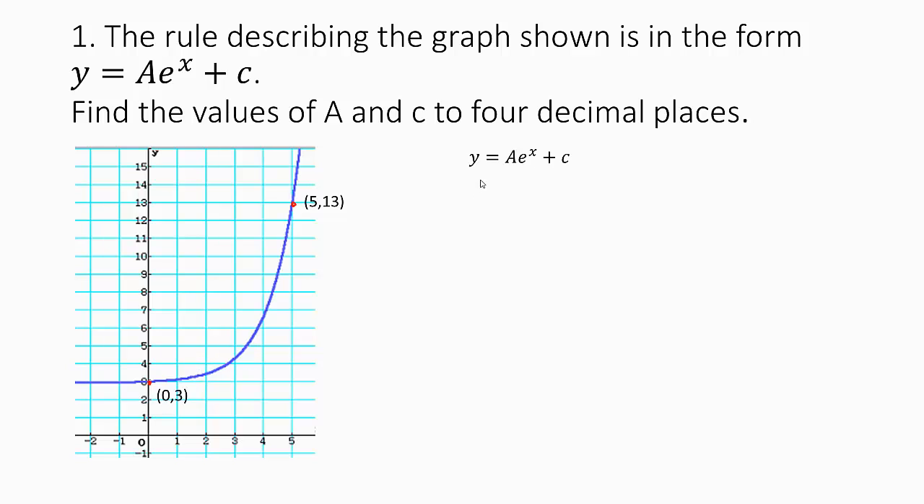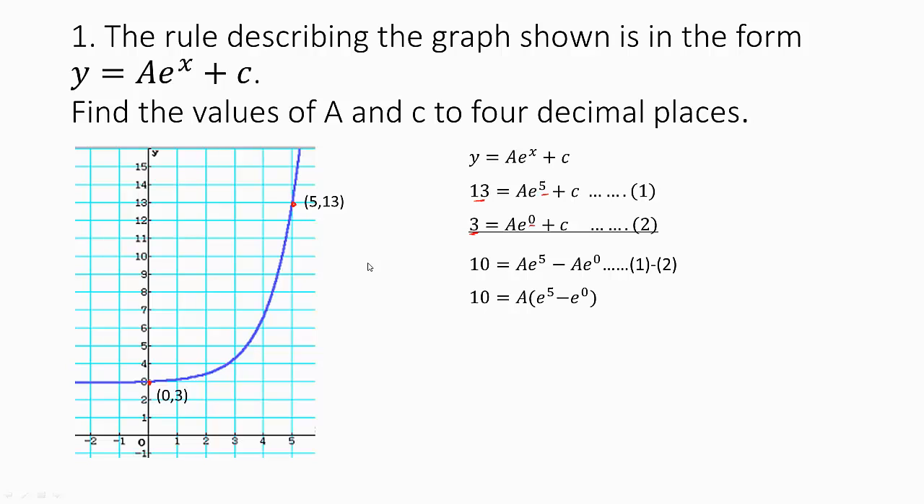Looking at our equation, we can use those points to substitute into the equation. I'm substituting when x equals 5, y equals 13. That gives me my first equation. I'll do the same thing with the other point, when x equals 0, y equals 3. That gives me 2 equations with 2 unknowns. How am I going to solve these equations? This is a simultaneous equation. I'm going to subtract equation 2 from equation 1.